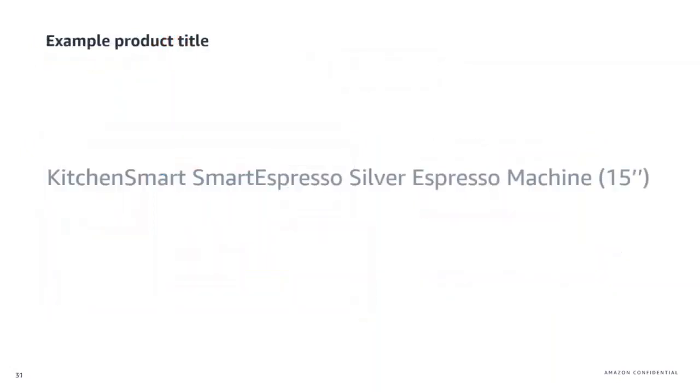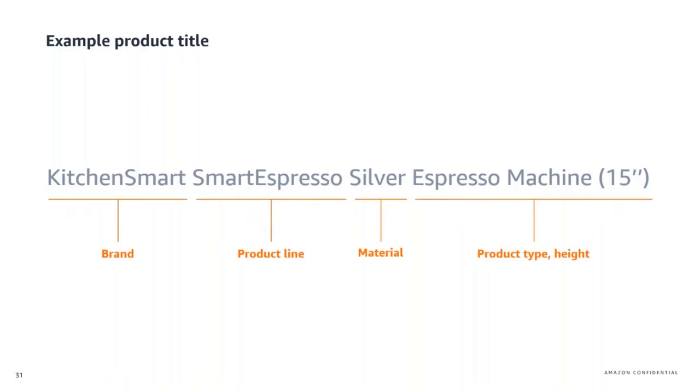So here's an example of how this might come to life. And let's say a fictitious brand called Kitchen Smart sells an espresso machine, and they create a product title like this. So Kitchen Smart, Smart Espresso, Silver Espresso Machine. So here they capture their brand name, also the product line, the material, and they also include the product type and size.